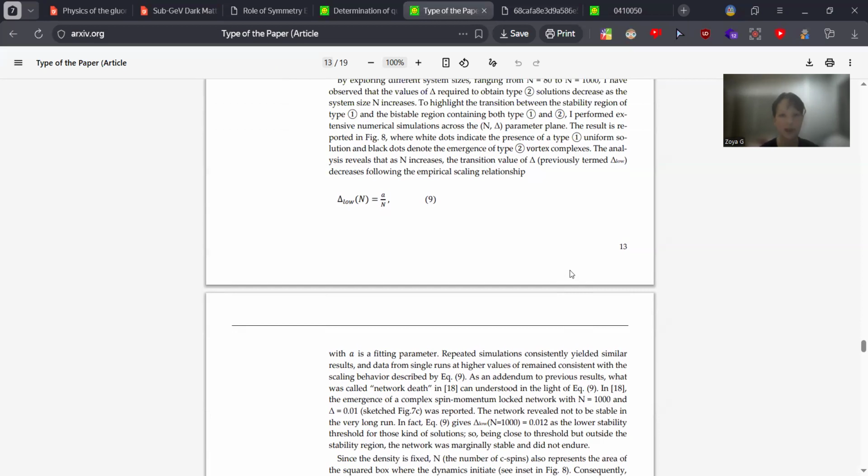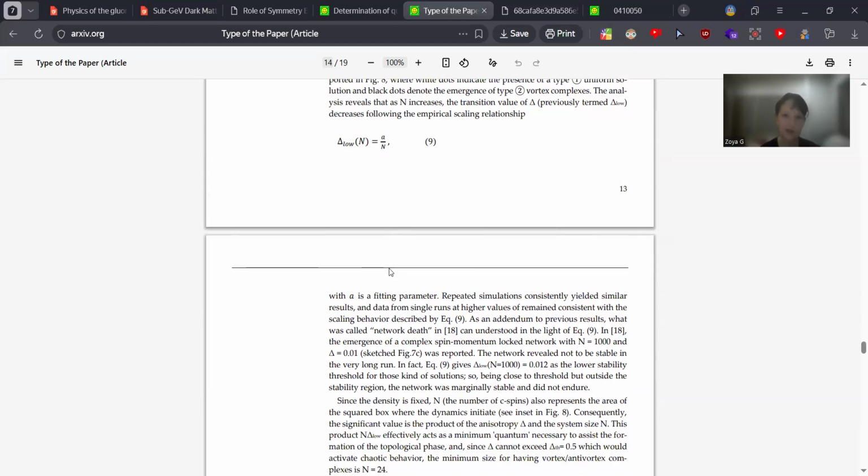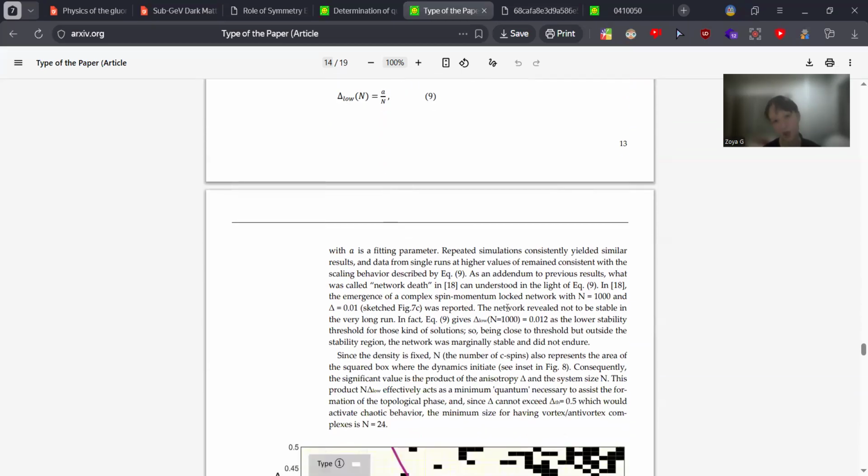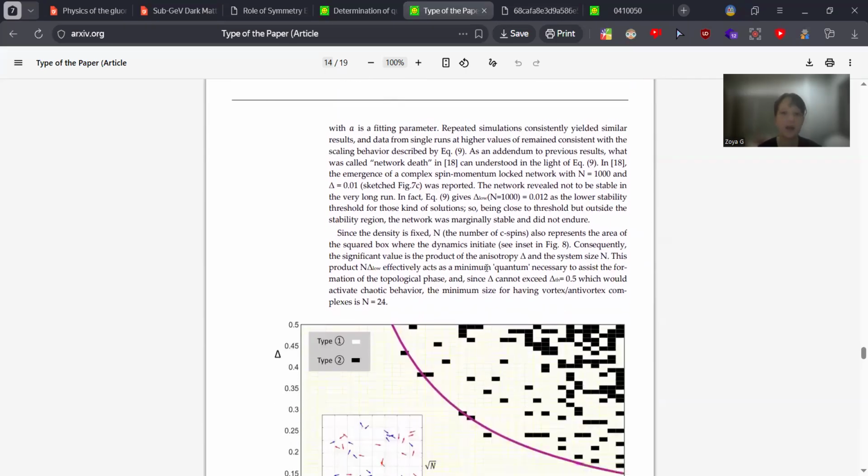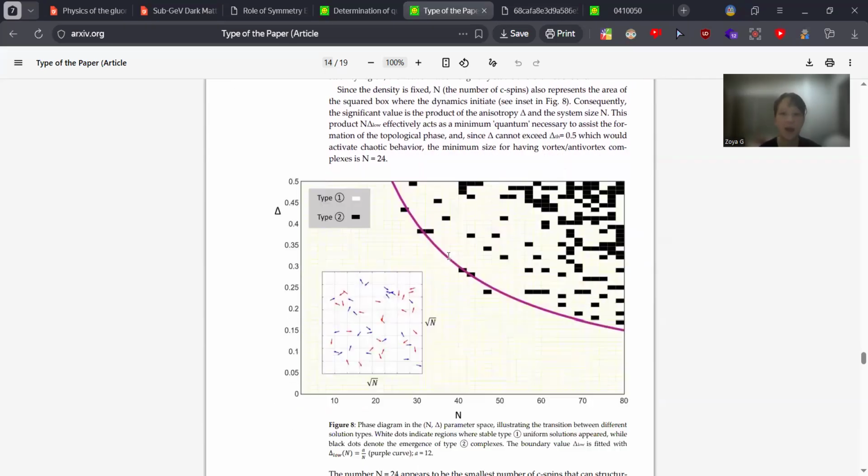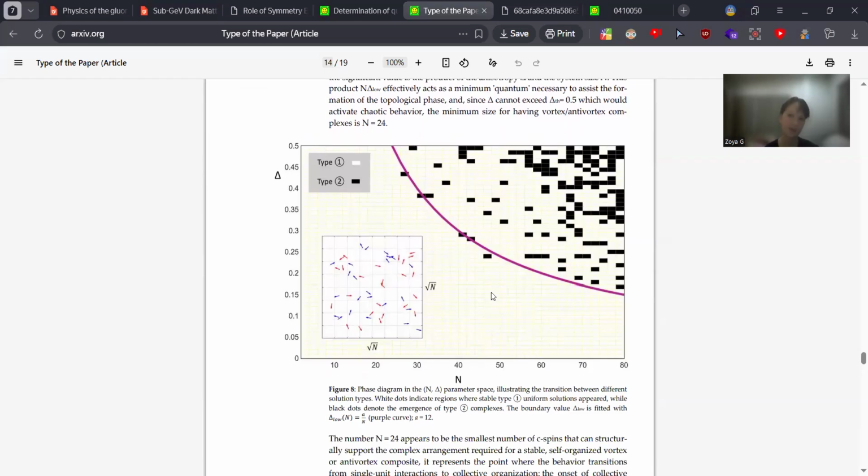The analysis reveals that as n increases, the transition value of delta, previously termed delta low, decreases following the empirical scaling relationship of this, where a is the fitting parameter. Yeah, this graph is pretty cool.